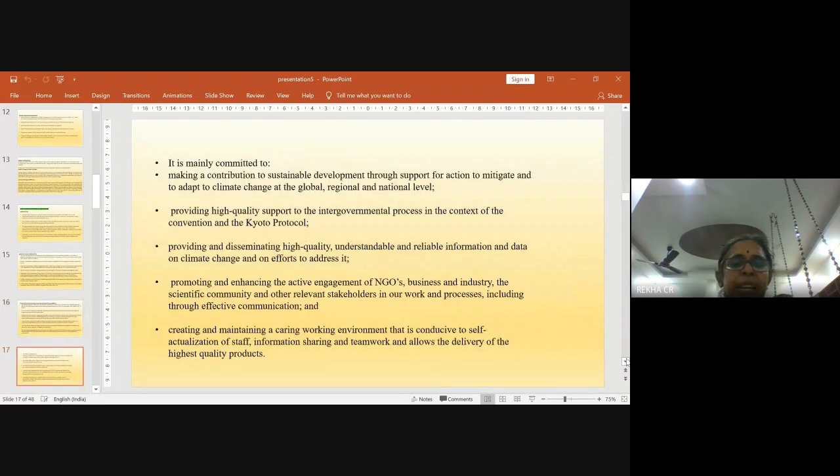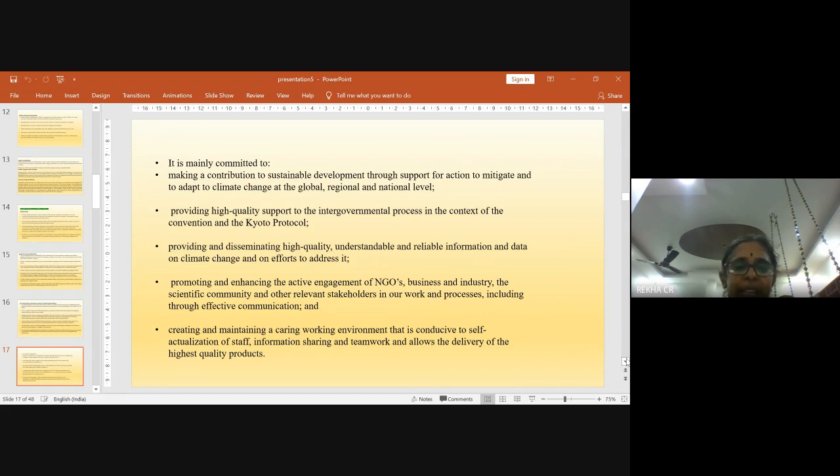So it is mainly committed to making a contribution to sustainable development through support for action to mitigate and to adapt to climate change at the global level, regional level, and national level. So providing high quality support to the intergovernmental process in the context of the convention and the Kyoto Protocol.